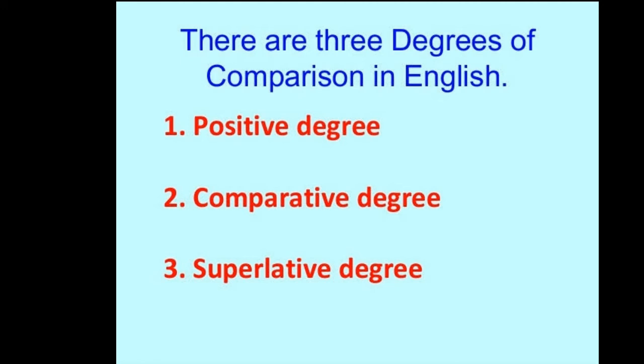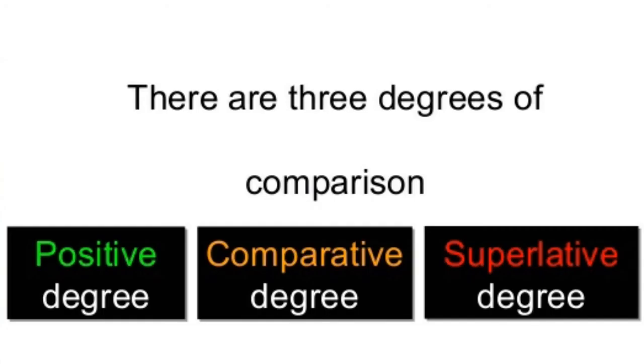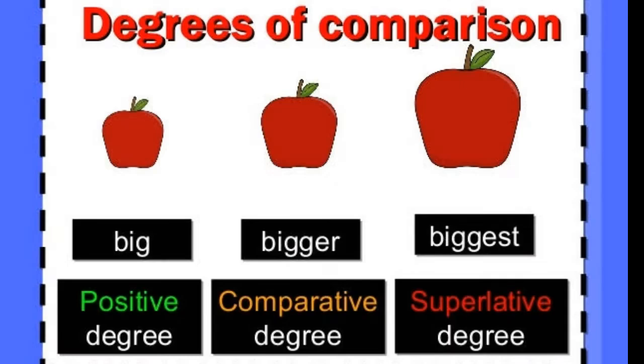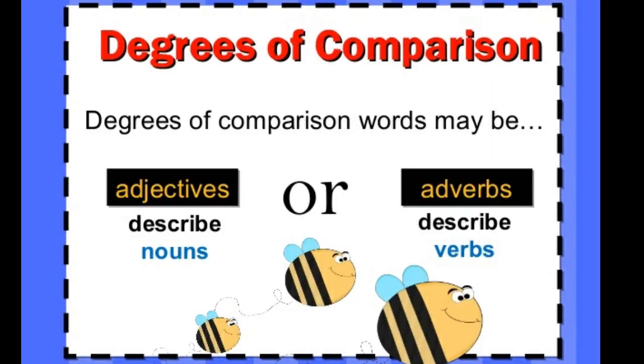So let's get started. Most adjectives have three different forms to show degrees of comparison. That is the positive, the comparative and the superlative. So the positive degree is used to describe one item, group or person. The comparative is used to describe two items, people or groups. The superlative is used to describe three or more items, groups or people.